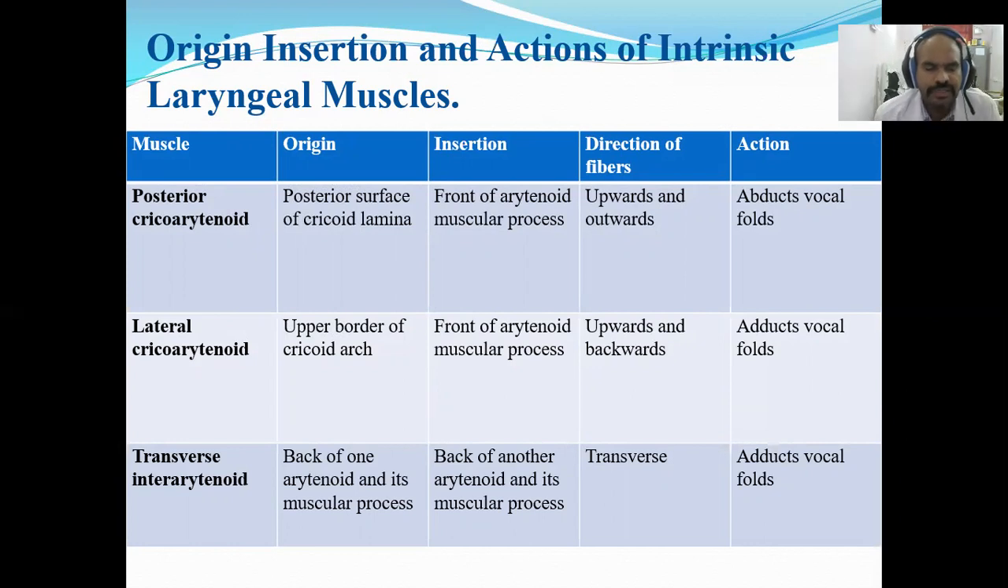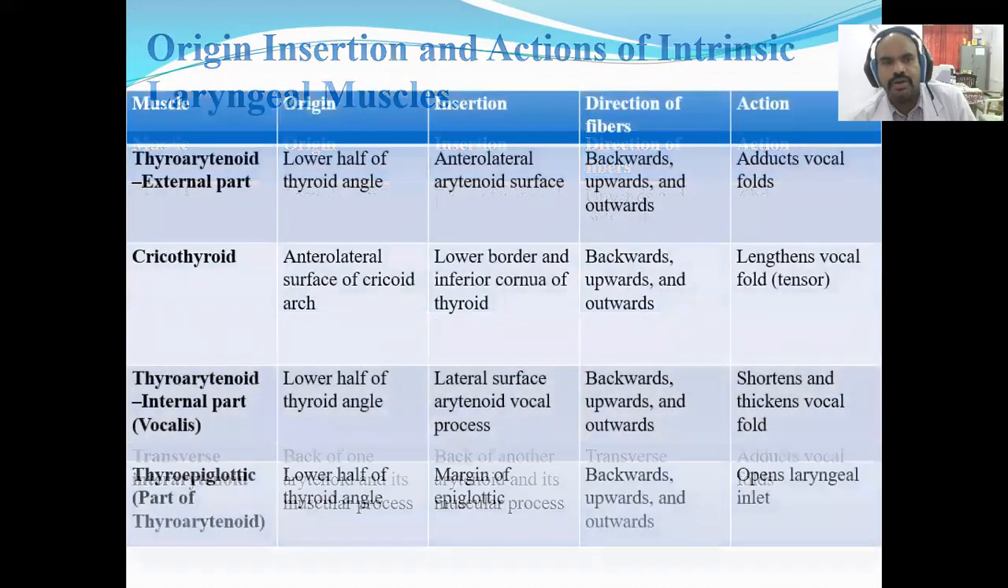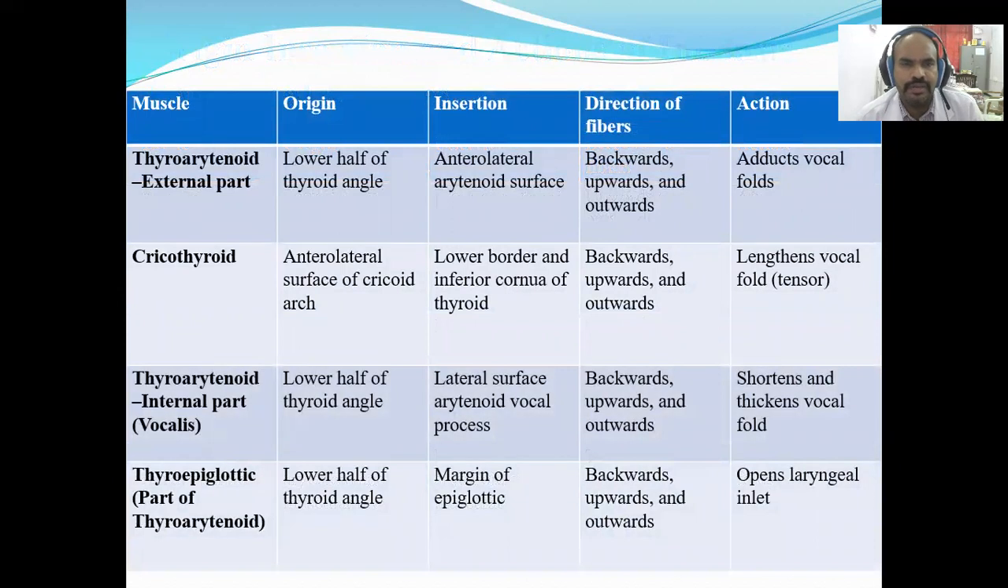Transverse arytenoid, otherwise called interarytenoid, runs from the back of one arytenoid and its muscular process to the back of the other arytenoid process and its muscular process, between the levels of the arytenoids. Again, the action is adduction of the vocal folds. Then thyroarytenoid external part arises from the lower half of the thyroid angle and attaches to the anterolateral surface of the arytenoid cartilages. It adducts the vocal folds.